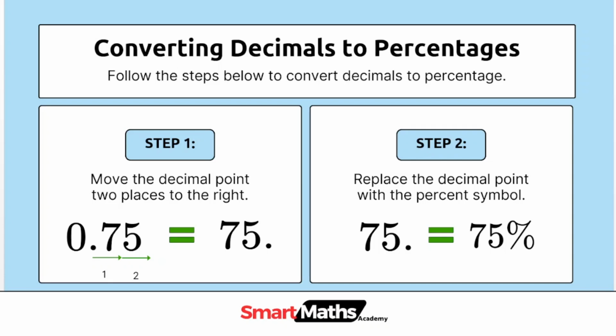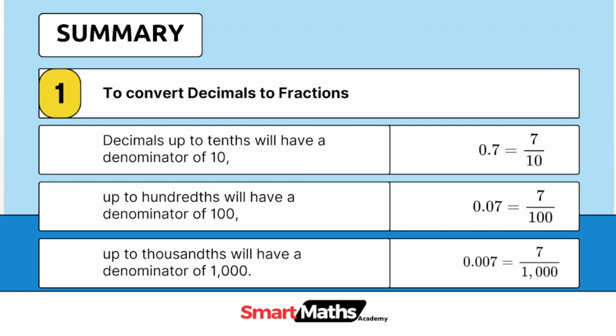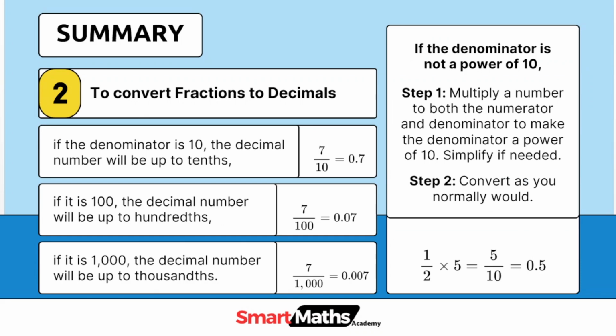So in a summary of what we have done today in this video, the first one is that we've learned how to convert decimals to fractions. Decimals up to tenths will have a denominator of 10. If the decimal is in the tenths place, it should stop at over 10. If it's hundredths, it's going to be over 100. If it's thousandths, over 1,000. So if you look at this, 7 is in the thousandths place. That is 7 thousandths.